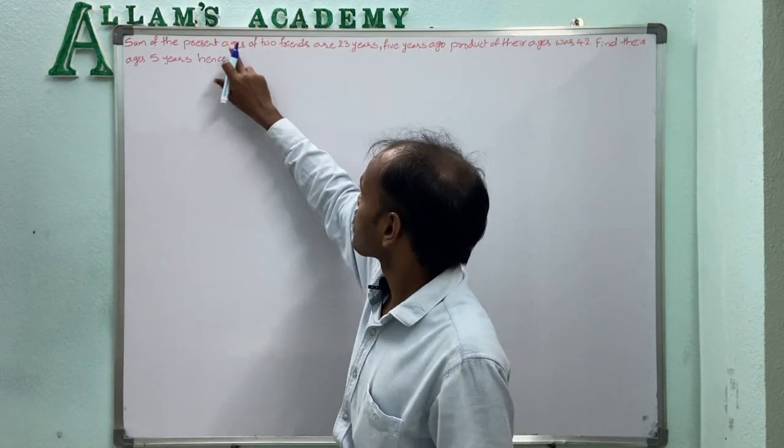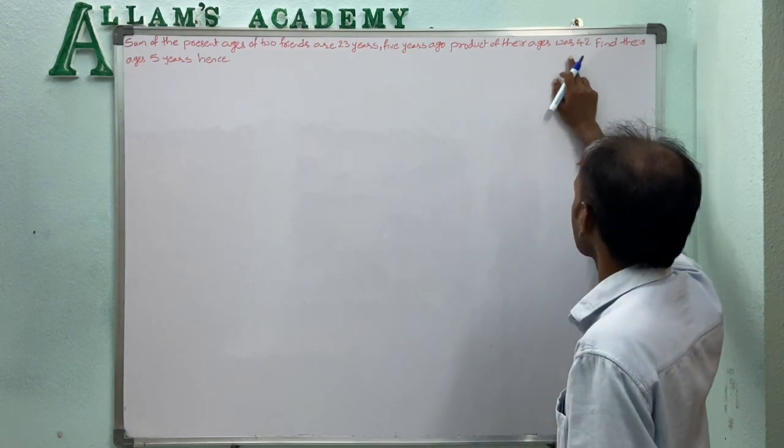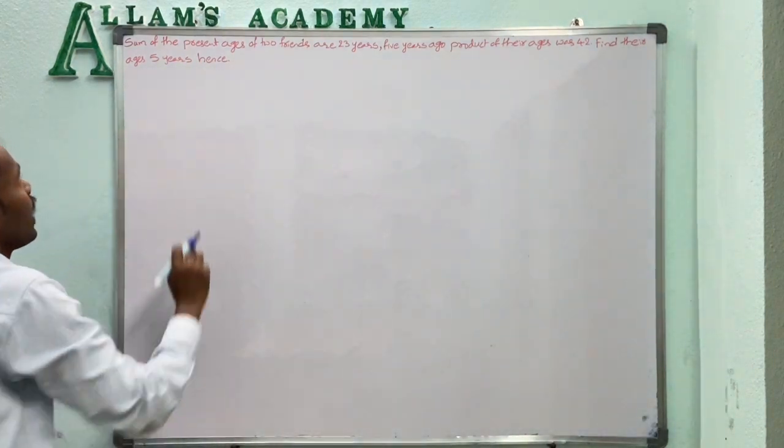The sum of the present ages of two friends is 23 years. 5 years ago, the product of their ages was 42. Find their ages 5 years hence.